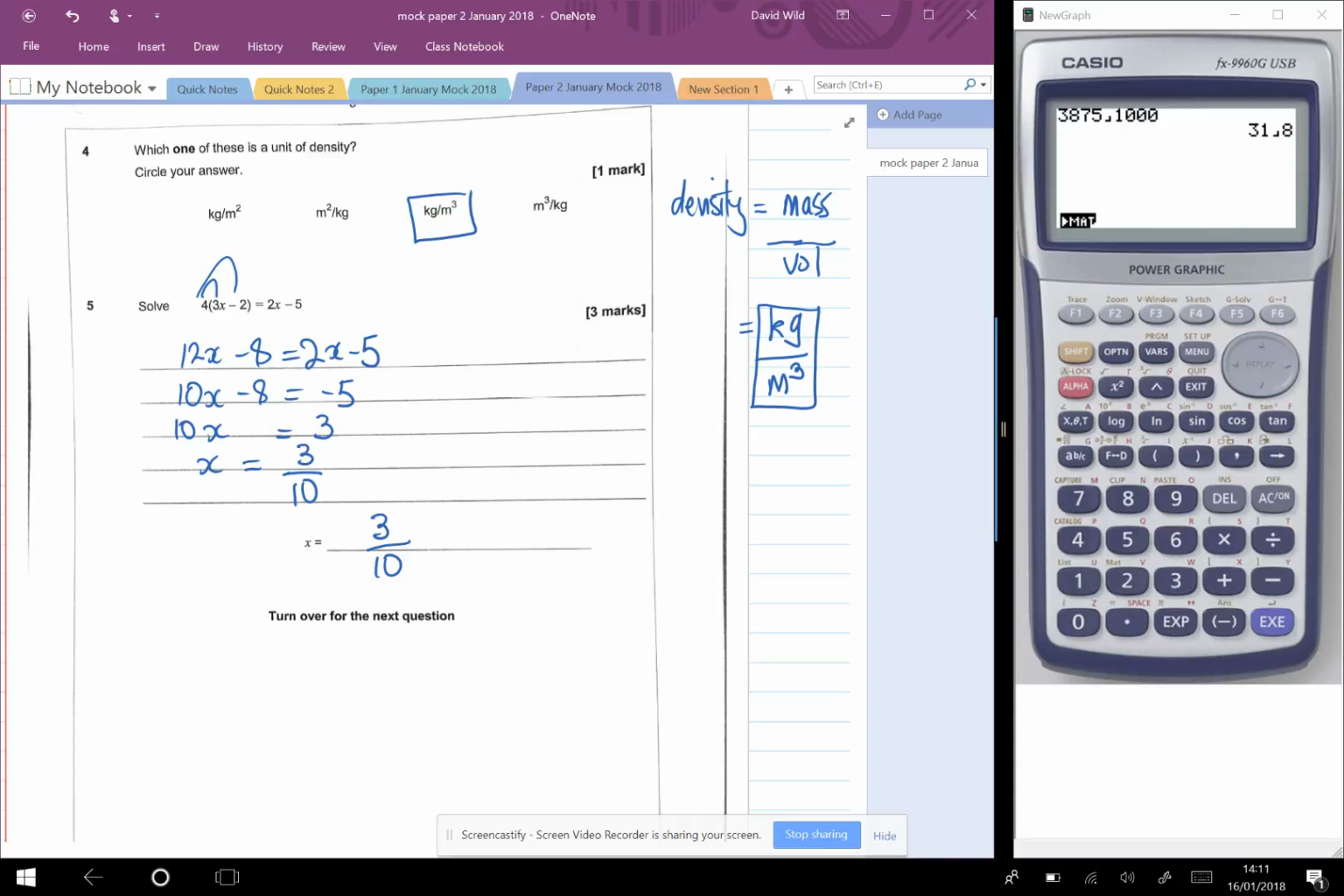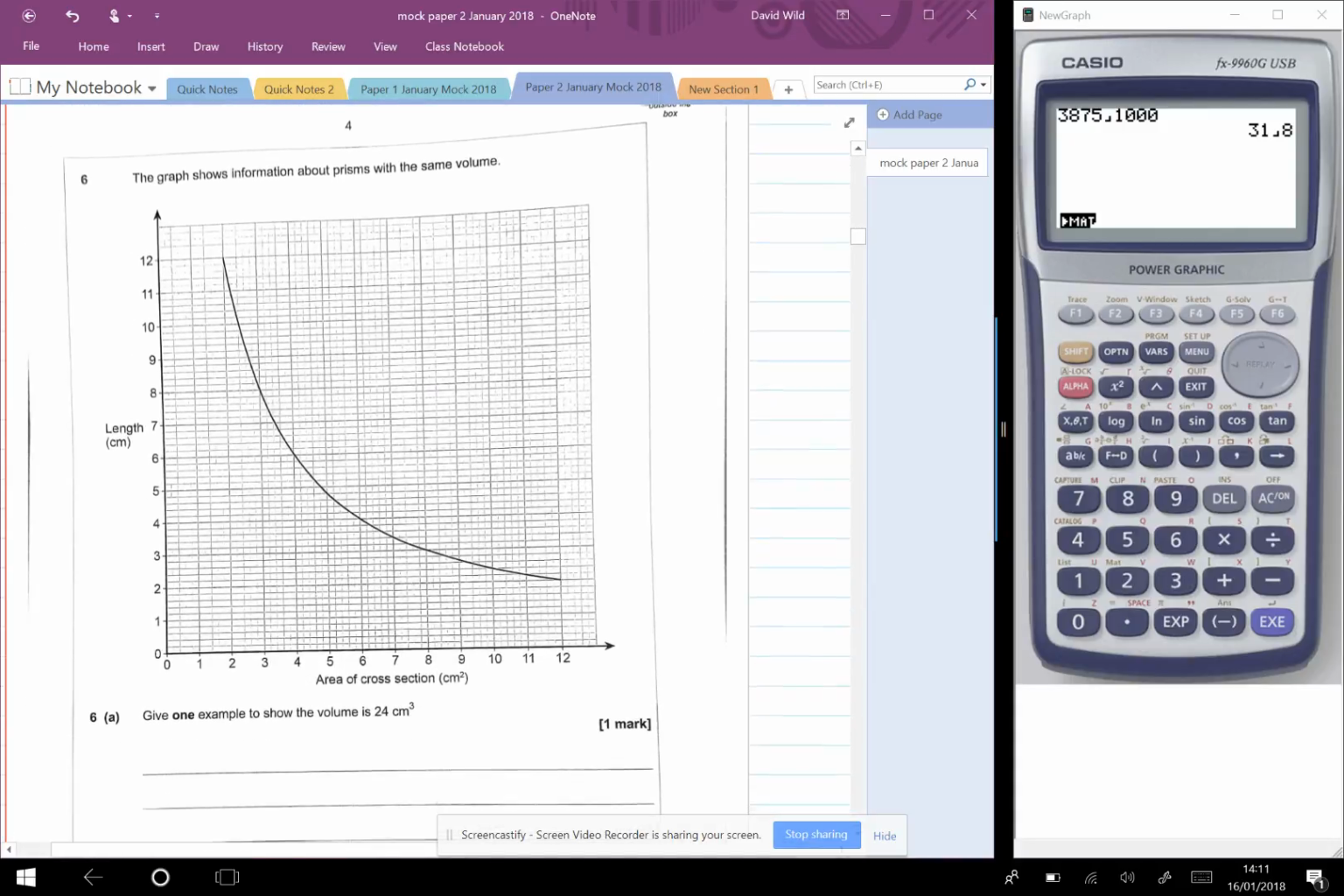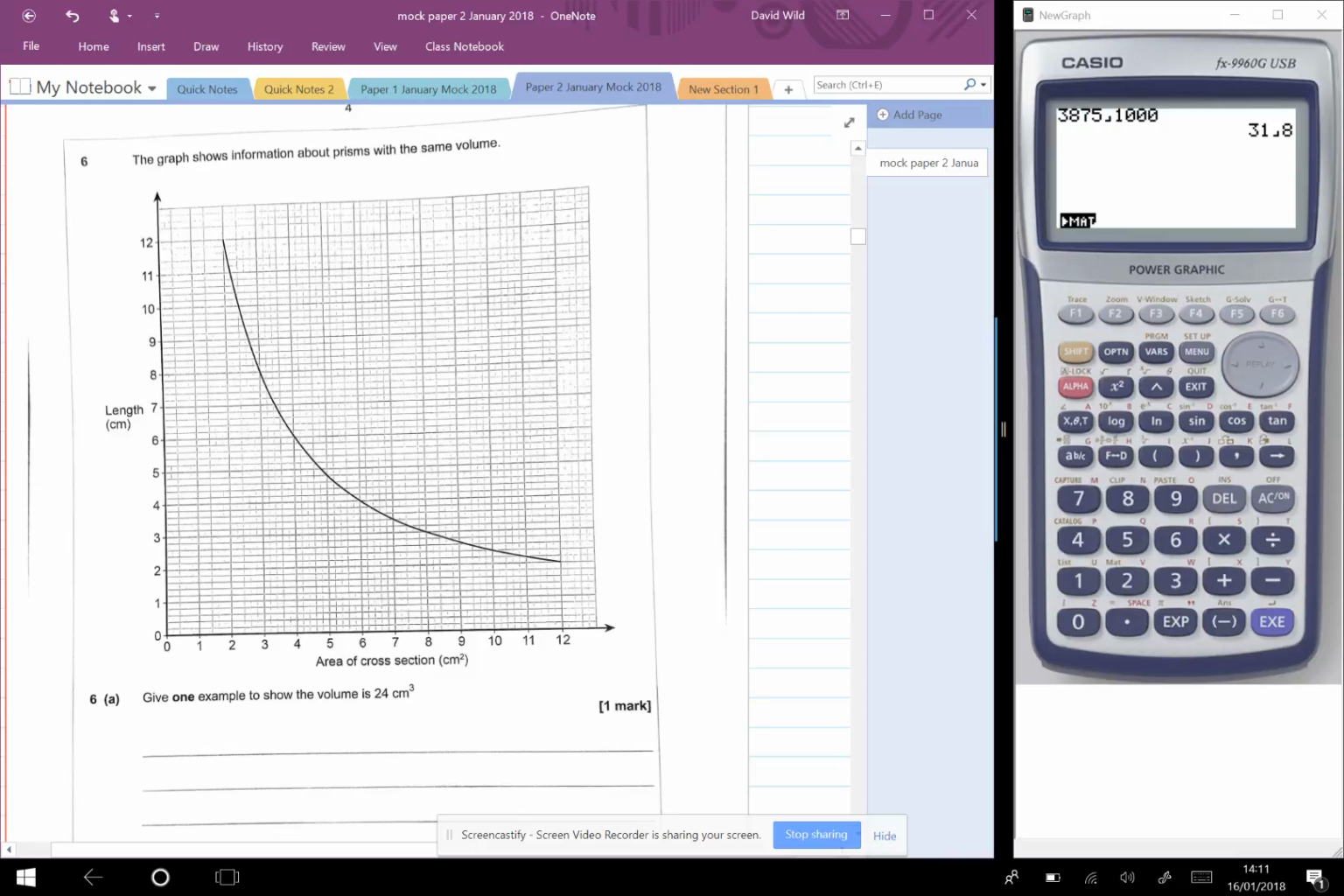Okay. Next question, question 6. The graph shows information about prisms with the same volume. Right, okay, so this is about prisms with the same volume. Give one example to show the volume is 24 centimeters cubed. Right, so we need the volume to be 24 centimeters cubed.